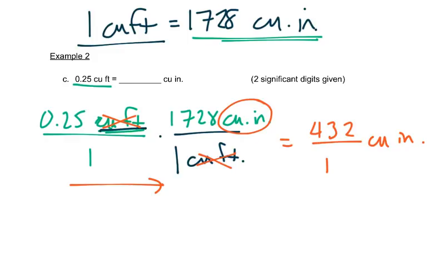Now we need to check our significant digits. It tells us that we have 2 significant digits. That's the 2 and the 5. The 0 doesn't count because it's before the decimal and there's no number in front of it. So we only count the 2 and the 5. So that means for our answer here we only want 2 significant digits, the 4 and the 3. The 2 that's after the 3 tells the 3 to stay the same because the 2 is 4 and lower. So we'll round it to 430 cubic inches.